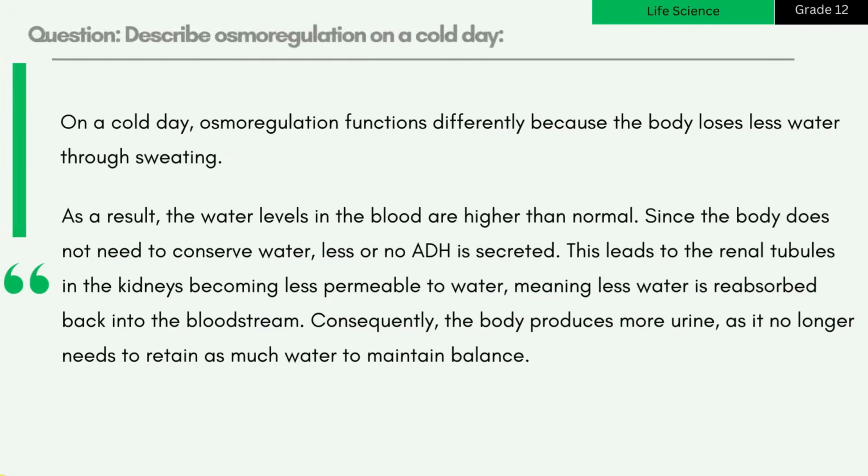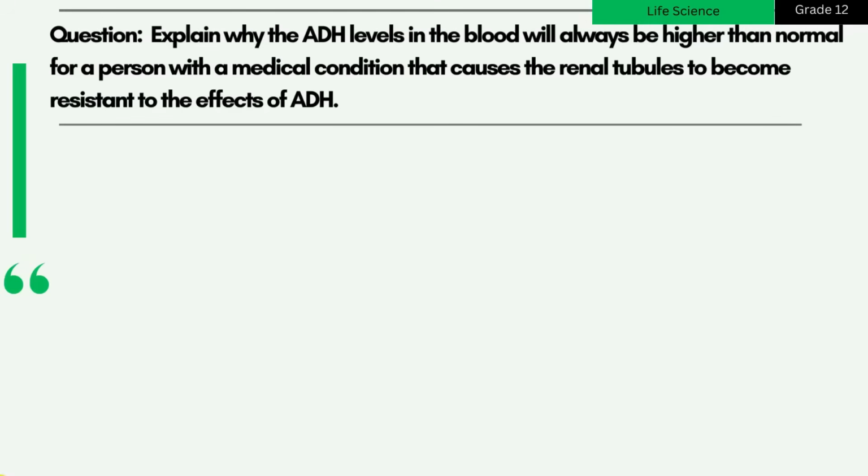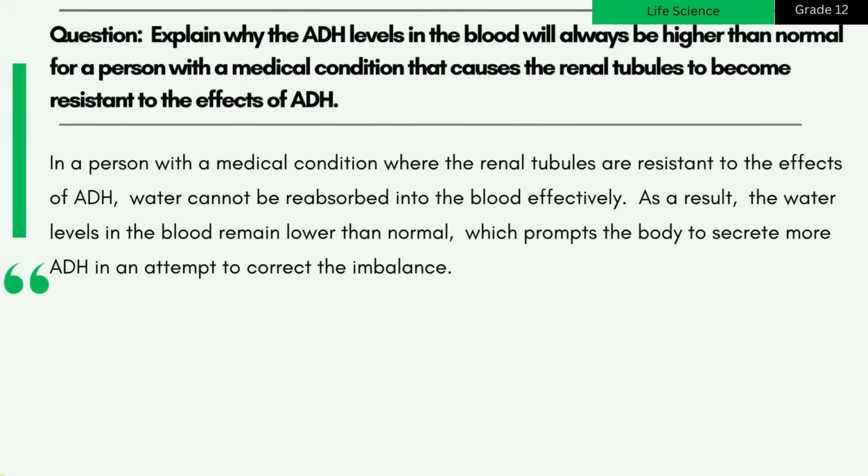Question: explain why the ADH levels in the blood will always be higher than normal for a person with a medical condition that causes the renal tubules to become resistant to the effects of ADH. In a person with a medical condition where the renal tubules are resistant to the effects of ADH, water cannot be reabsorbed into the blood effectively.